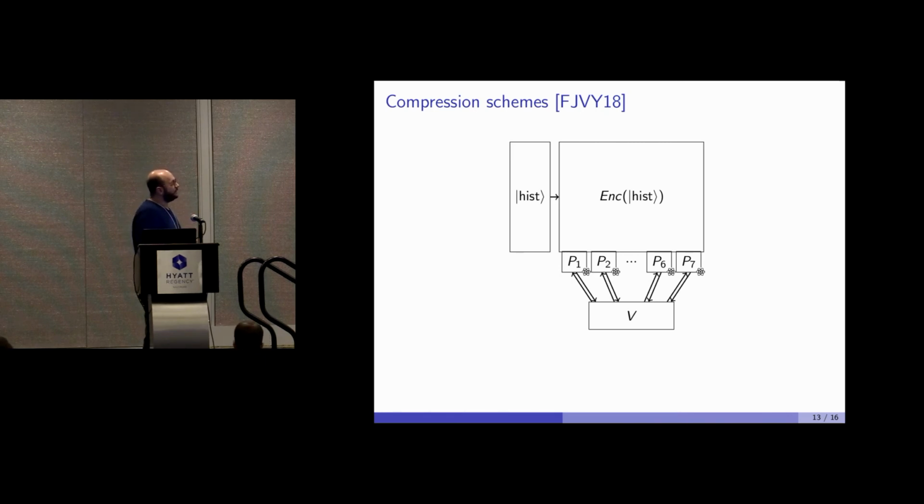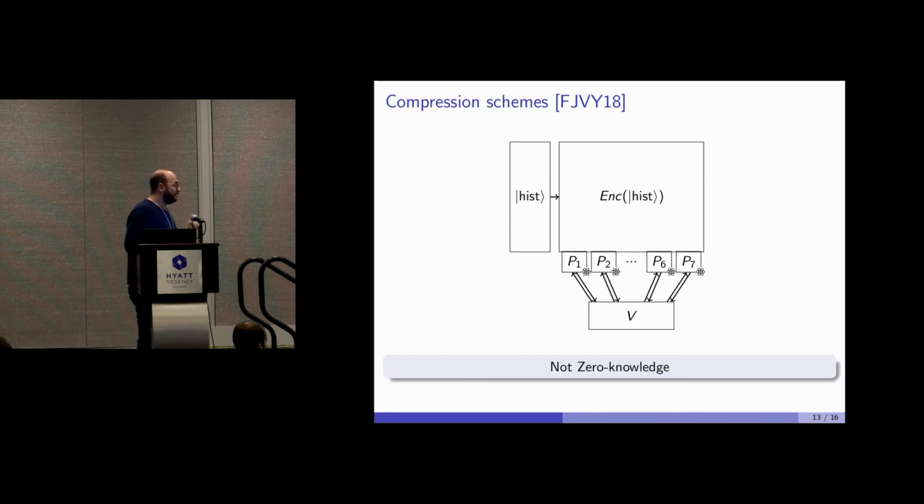And the idea is that the provers, so they have multiple provers in their protocol, should share an encoding of this history state. And the verifier asks the provers to measure some parts of this maybe exponential size history state. And this problem is far from being zero knowledge because the verifier could cheat and ask the prover to measure correlations that she should not be allowed to know.